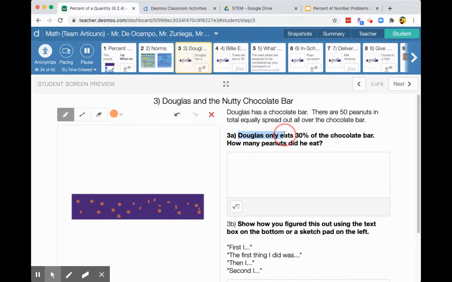Douglas only eats 30% of the chocolate bar. How many peanuts did he eat? Now, here's a few things to understand. In this whole chocolate bar, there are 50 peanuts, but Douglas is only going to eat part of it. And our question is, how many peanuts did he eat in the 30%?